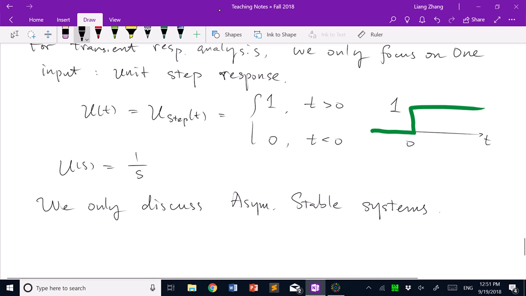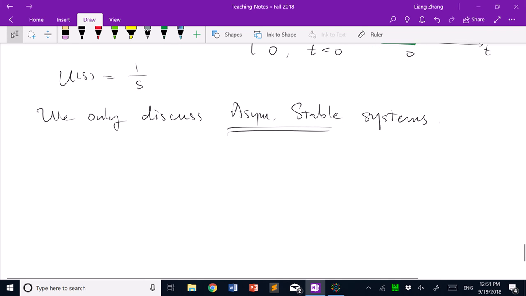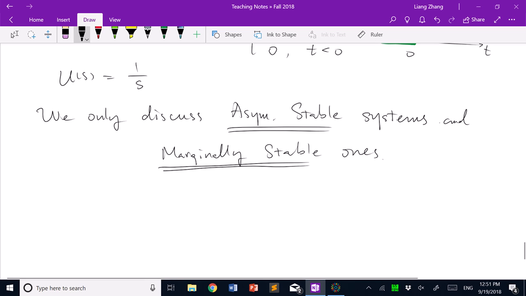Okay, we only discuss asymptotically stable systems. Unstable systems, it's fine, but asymptotically stable will be our main focus, and well, we'll very likely discuss marginally stable systems as well. Okay. The main focus is asymptotically stable systems. This is our main focus.